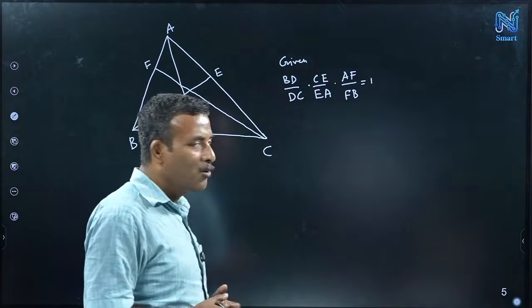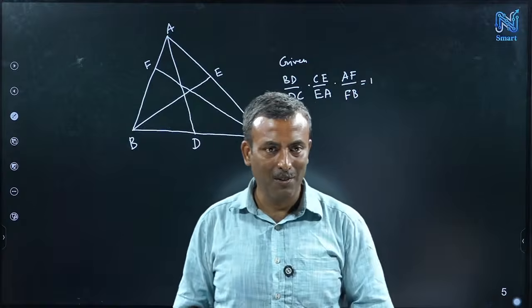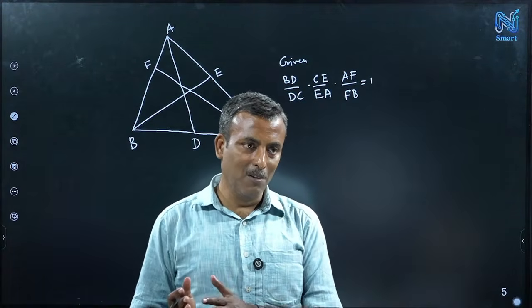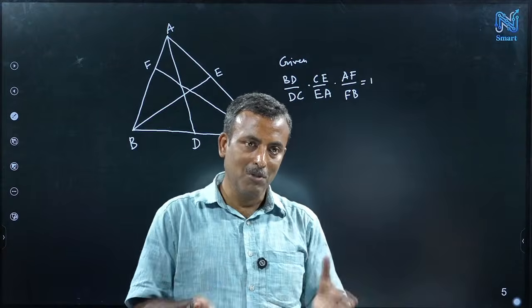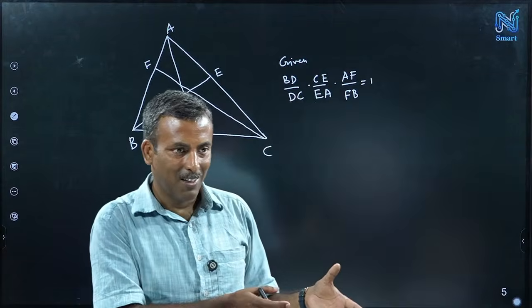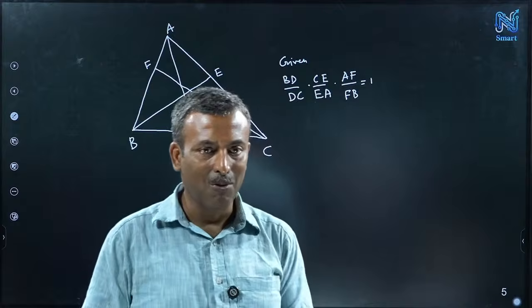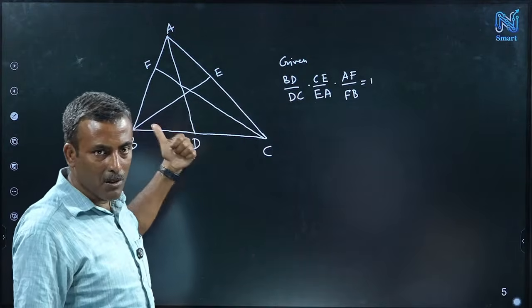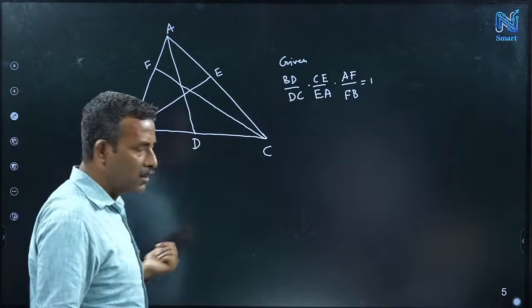We know that several geometry theorems have a converse, and the technique of proving the converse is to use the previous theorem. Using the main theorem, we want to prove the converse. So we have to use the previous Ceva's theorem. How do we use this Ceva's theorem?